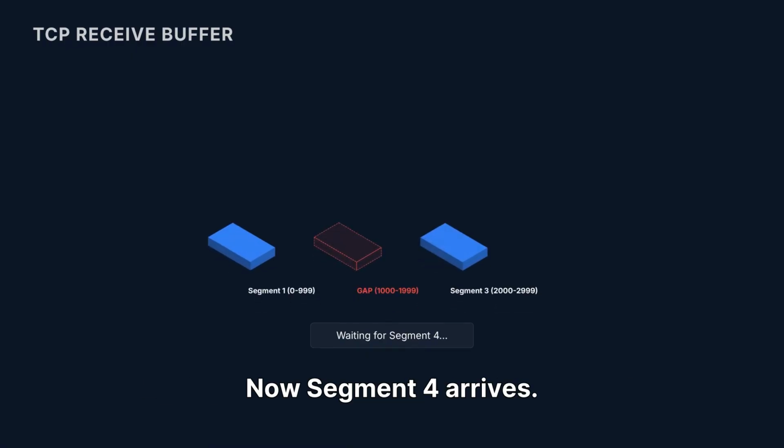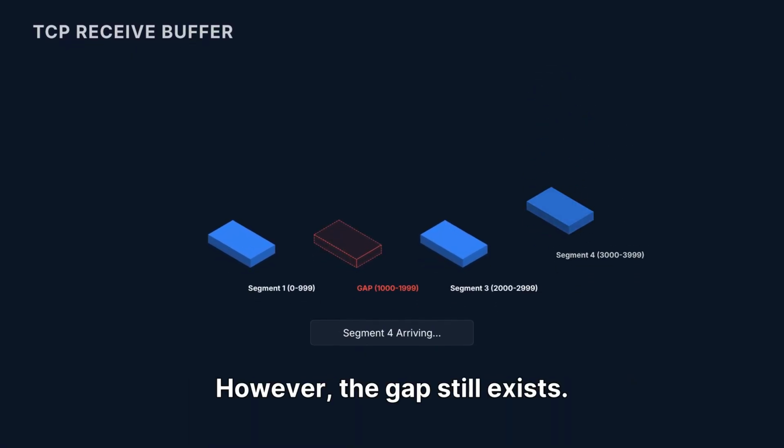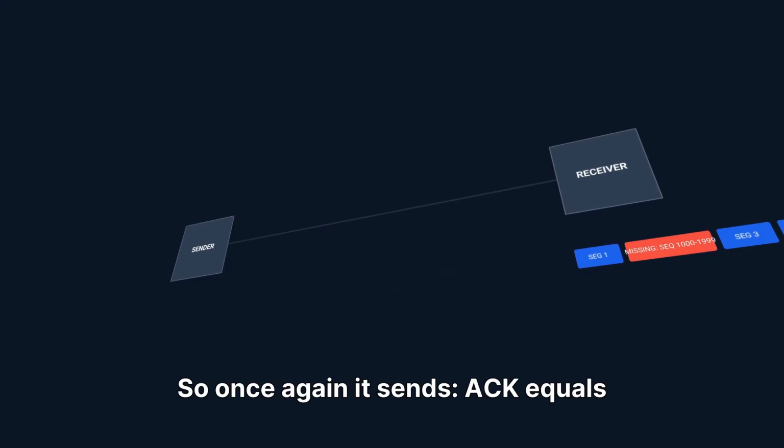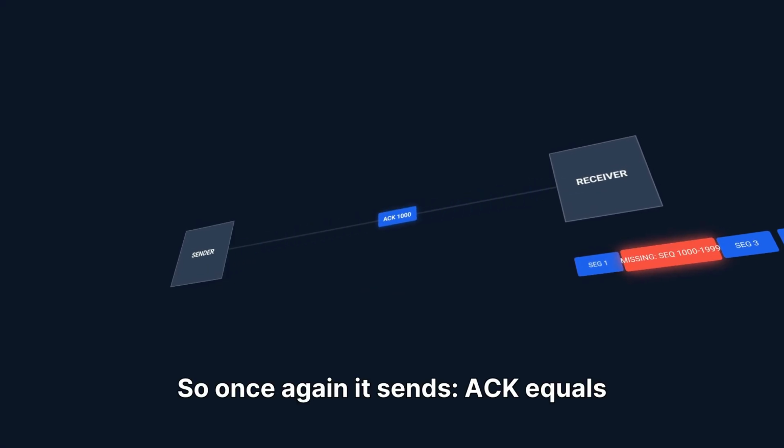Now segment 4 arrives. Again, the receiver accepts the segment. However, the gap still exists. The receiver still hasn't received segment 2. Therefore, it still cannot move the acknowledgement forward. So once again, it sends ACK equals 1000.